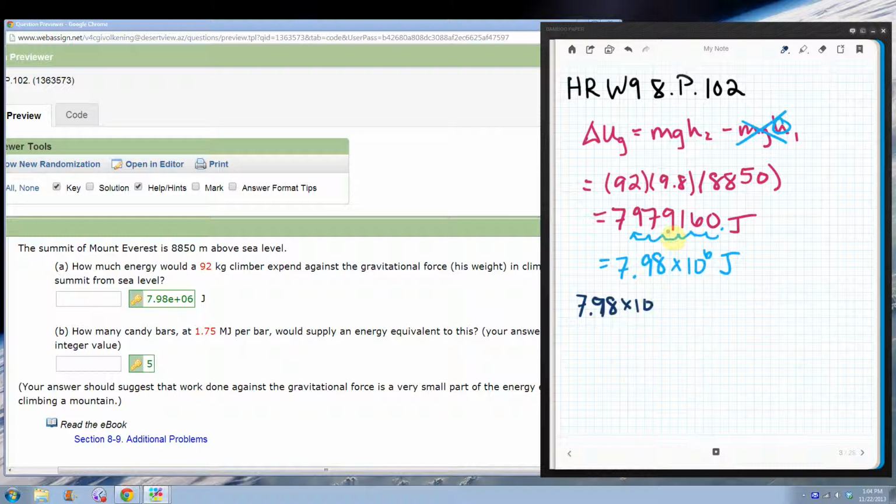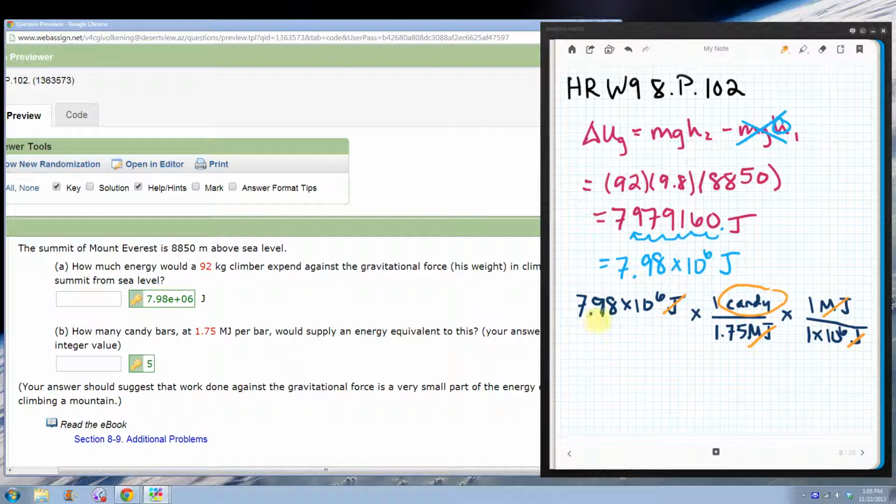So I need to convert 7.98 times 10 to the 6th joules into candy bars. So I'm going to multiply by 1 candy bar per 1.75 megajoules. Those don't match yet, but I can make them match. I know that for 1 megajoule, I have 1,000,000 joules. So that's 1 times 10 to the 6th joules. So now I do have some cancellations here. Joules cancel joules, megajoules cancel megajoules, and I'm left with candy bars, which is what I want.